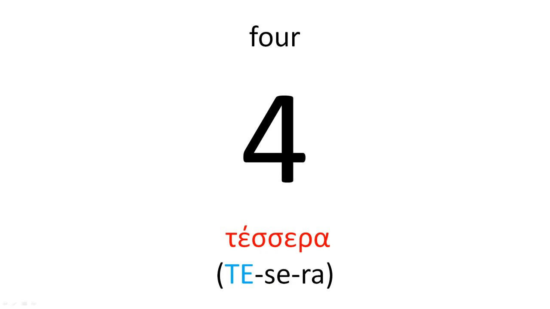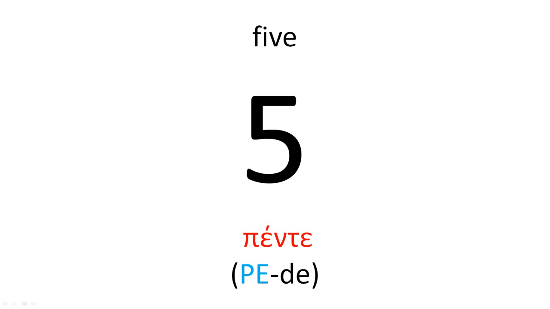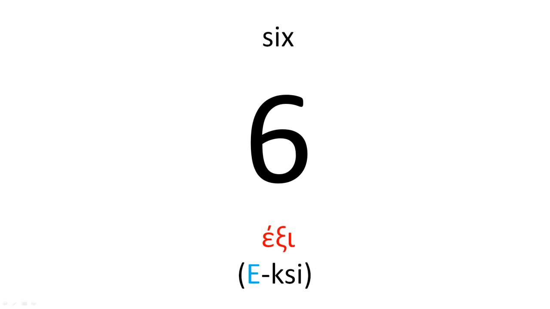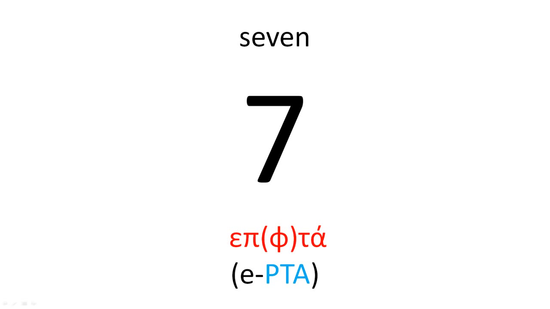4 is translated as τέσσερα. Τέσσερα. Next is 5. 5 is translated as πέντε. Πέντε. Next number is 6. 6 is translated as έξι. Έξι. Next number is 7. 7 is translated as επτά.